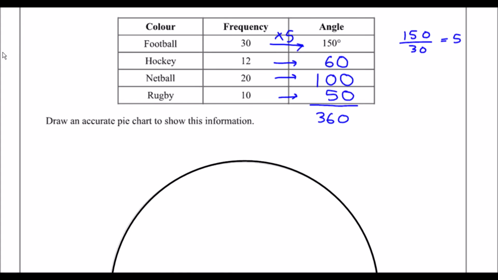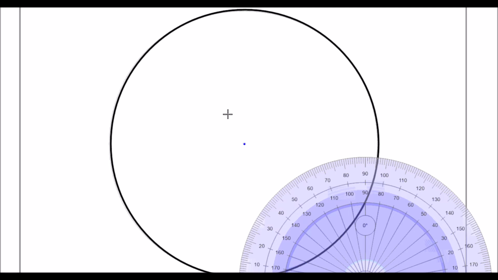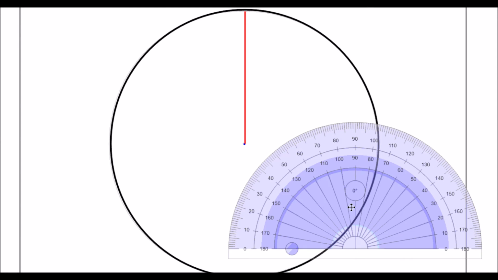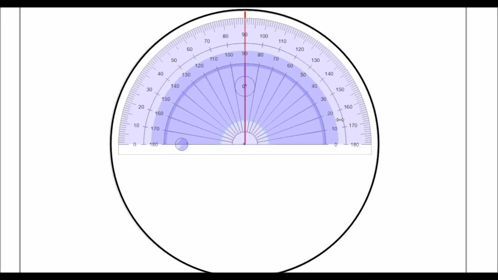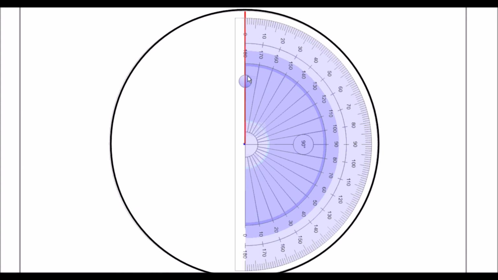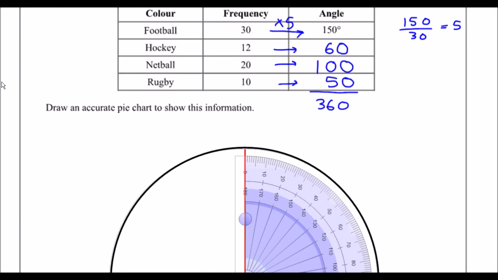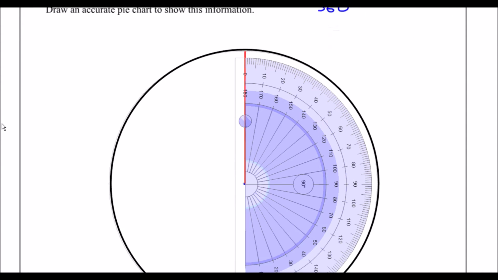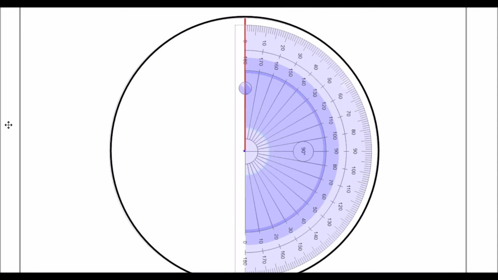Okay, so let's start by drawing a line to connect the center and the top of the circle. And we grab the protractor and we line up 0 with the line we've drawn and the center of the protractor with the center of the circle. And we're going to measure, for the first one, for football, 150 degrees. So we measure from 0 all the way round until we get to 150.